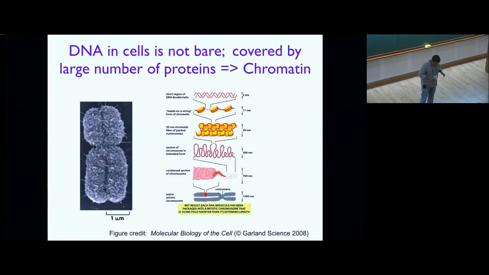To do that, DNA is nicely packaged and folded. DNA is bound with a large number of proteins in the cell. It's not a bare polymer inside the cell. It is covered by a large number of proteins, and some cartoons and images are shown here. This covered, folded DNA is called chromatin. This is a cartoon of this DNA packaging, which is supposedly in different levels.